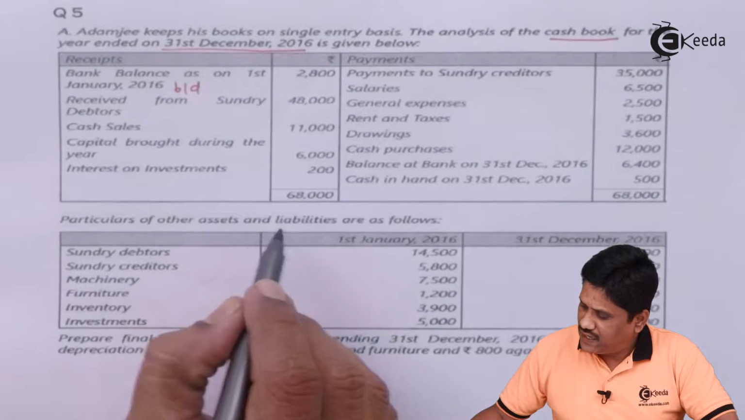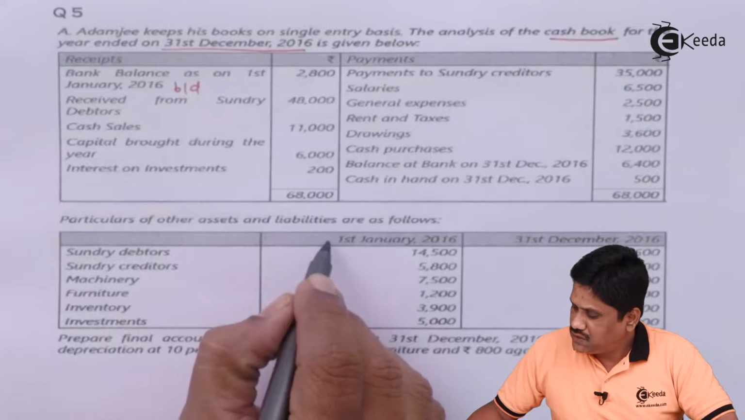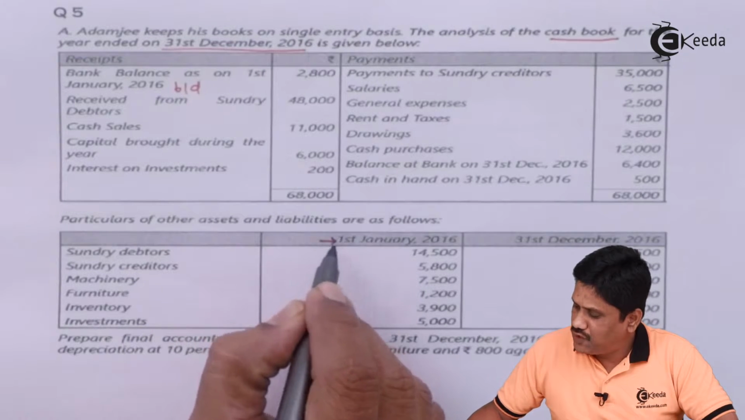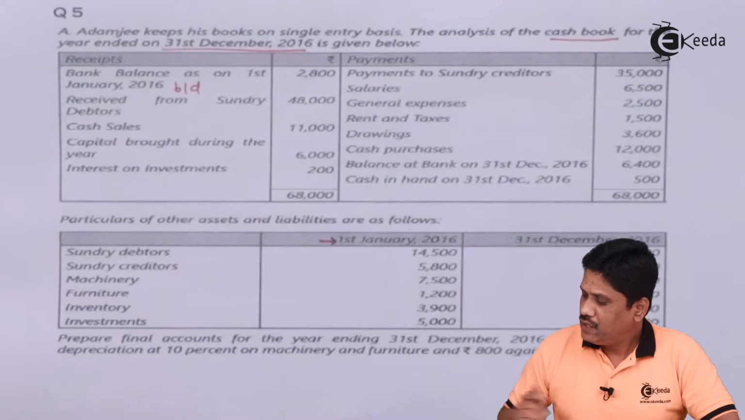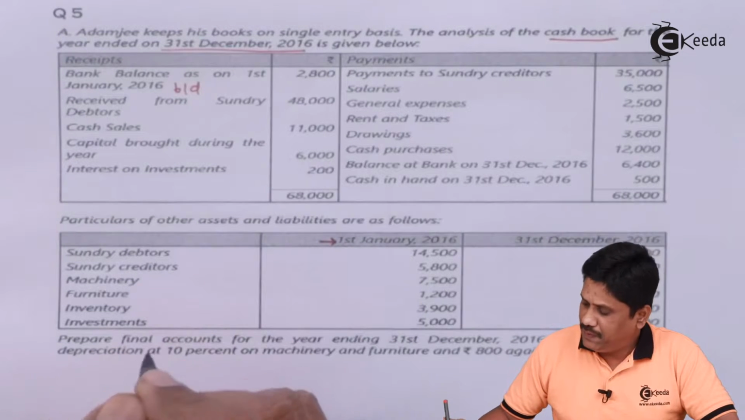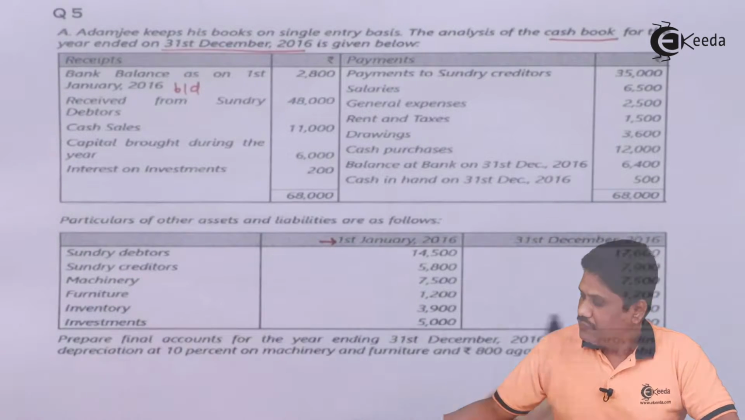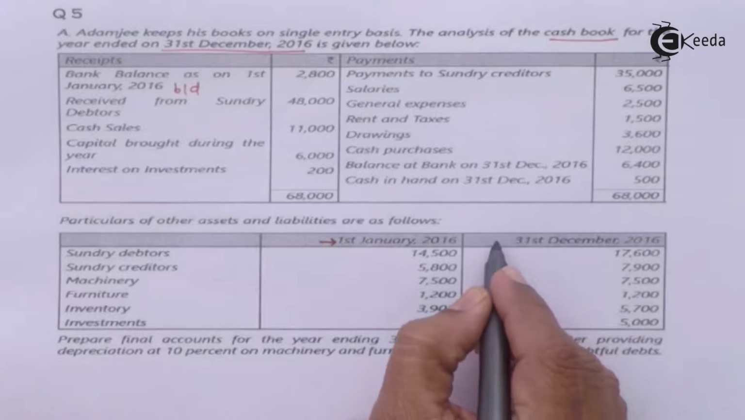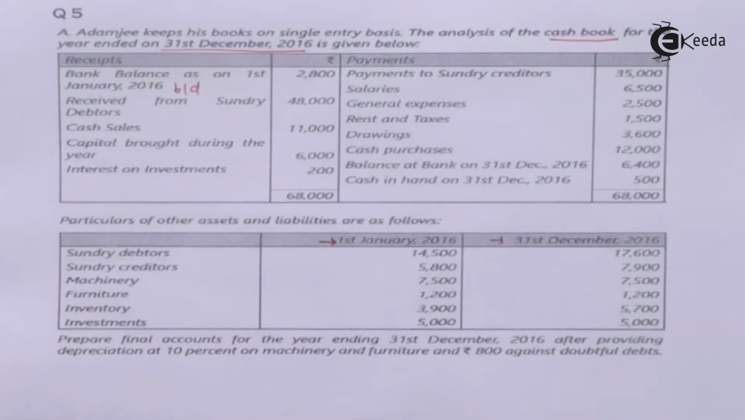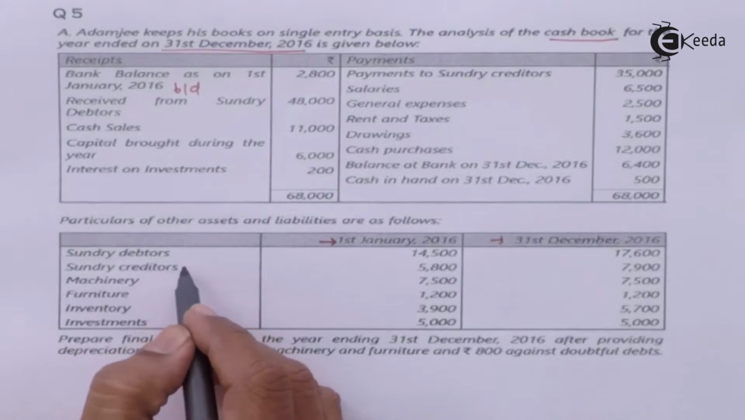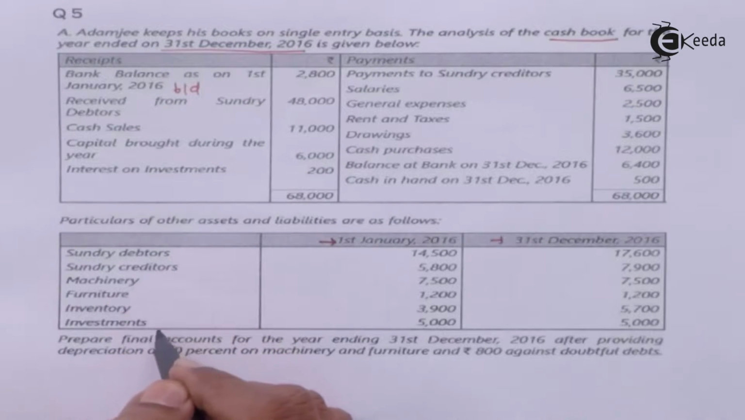Particulars of other assets and liabilities are as follows. So this first column is for 1st January 2016, means with the help of this I will be preparing my opening balance sheet. On 31st December 2016, they have given you the same balances. With the help of that, I will be able to prepare my closing balance sheet. Debtors, creditors, machinery, furniture, inventory, investment. These all are the items given.